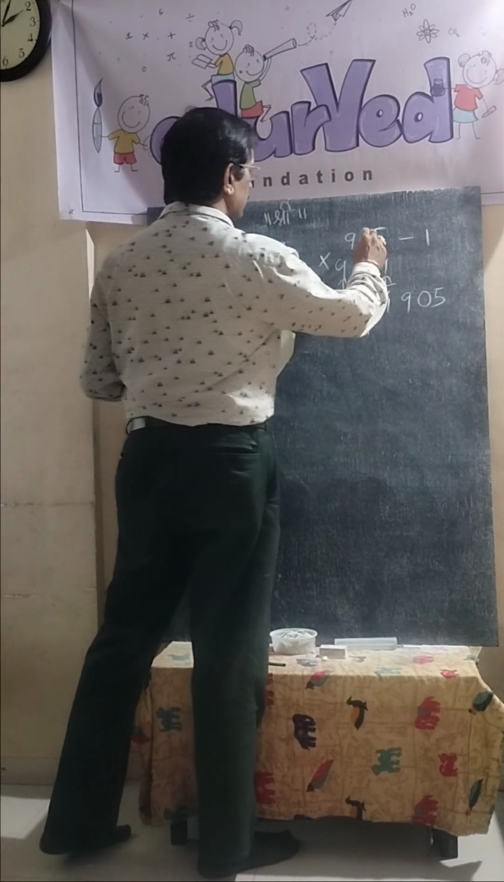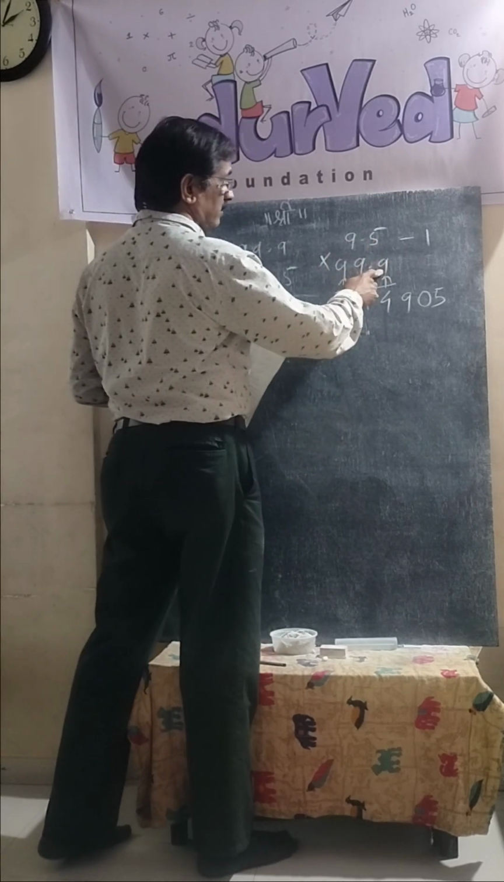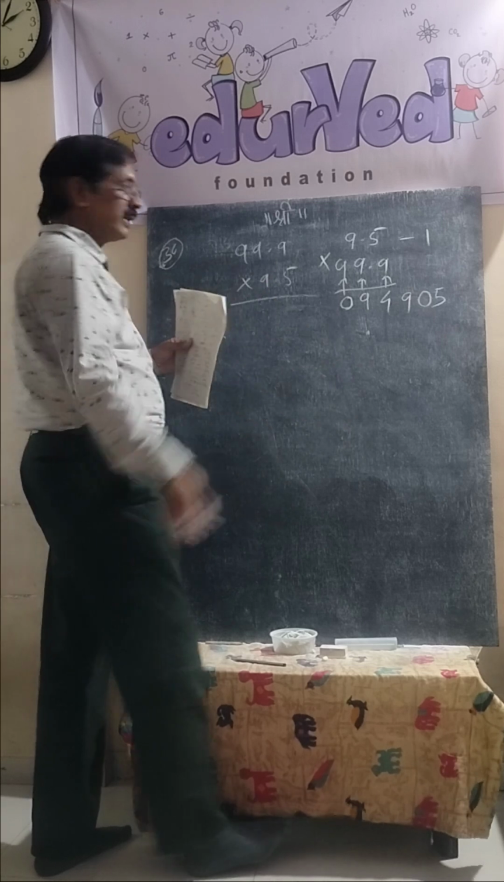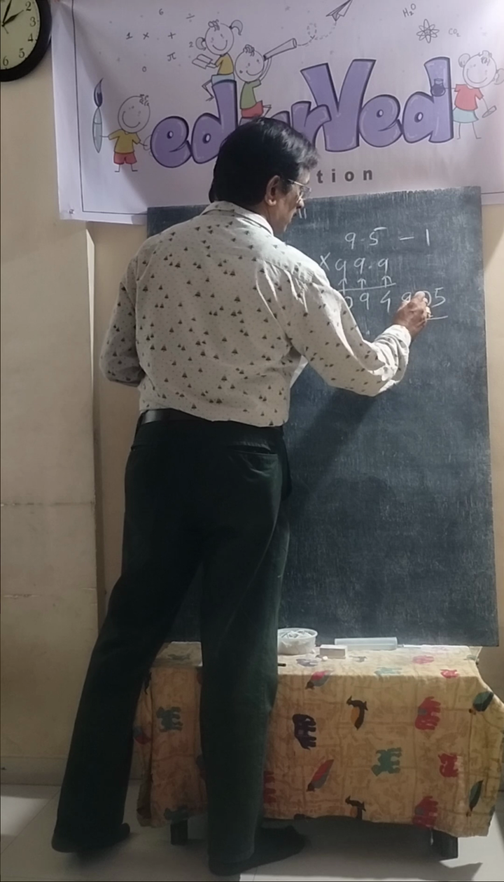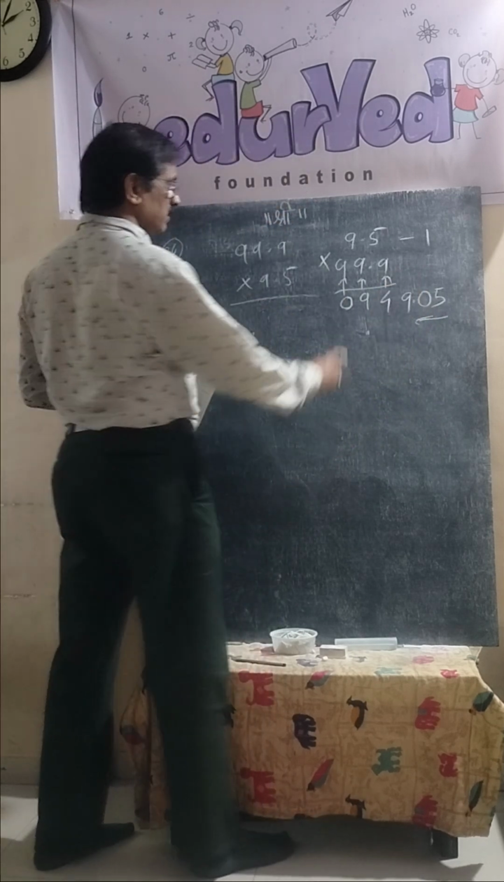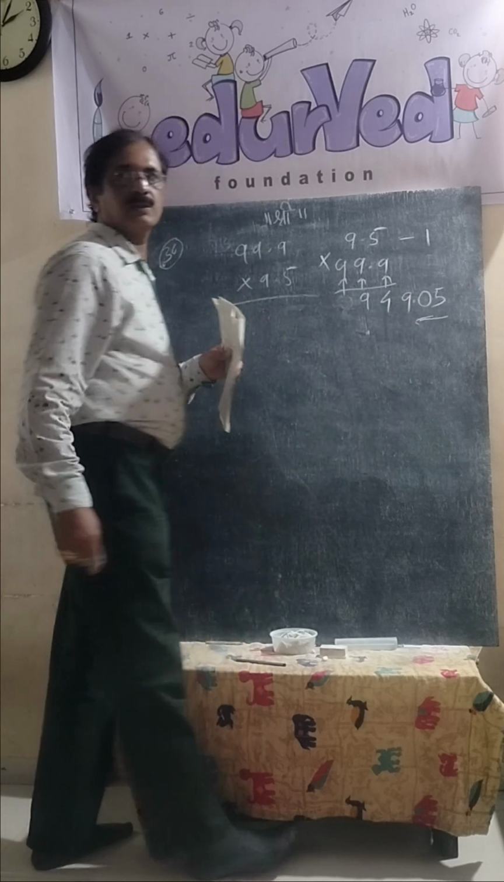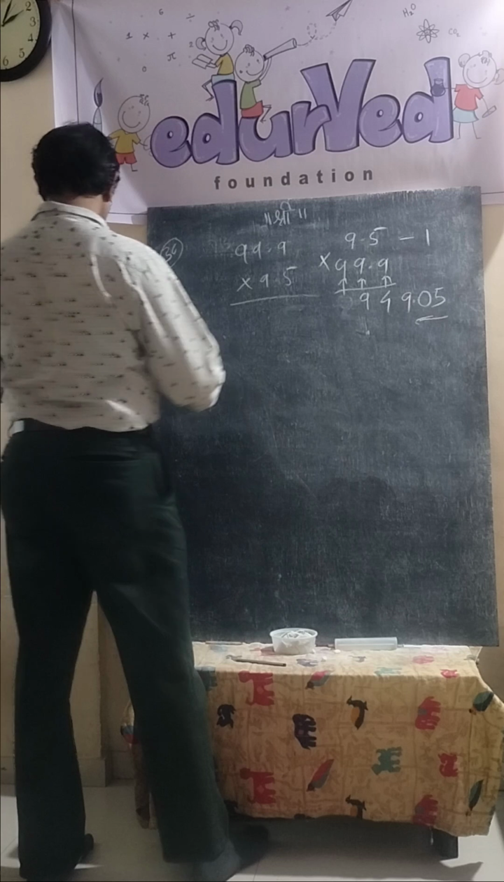Now we have to consider the decimal sign. The decimal sign over here is after one digit and over here is after one digit. So in the final answer, the decimal sign will be after two digits. So from here 1, 2. So the decimal sign will be over here. So the final answer is 949.05. That was the 36th sum.